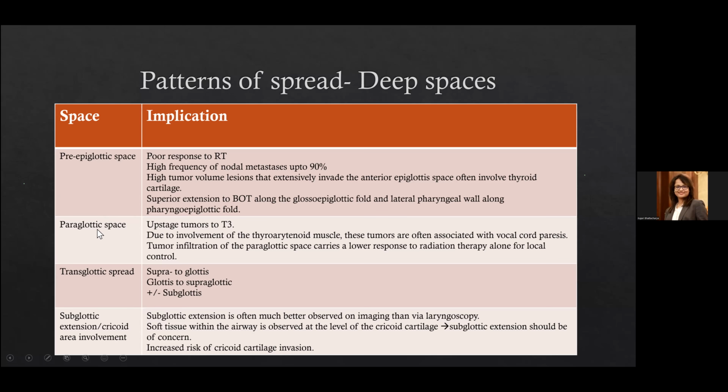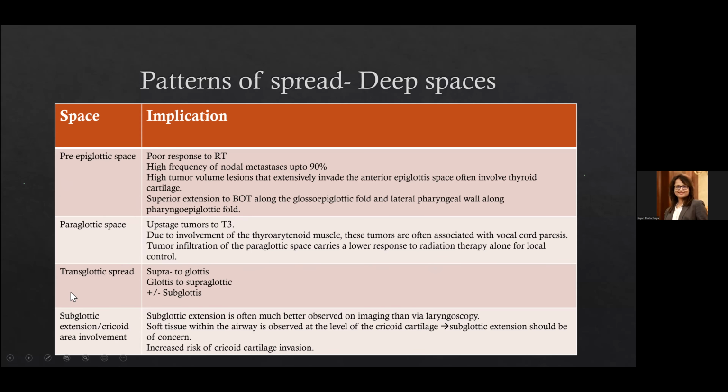Next is the paraglottic space. Paraglottic space involvement upstages the tumors to T3 due to the involvement of the thyroarytenoid muscle. These tumors are often associated with focal cord paresis. Tumor infiltration in the paraglottic space carries a lower response to RT for local control. So it can go into the preepiglottic space, it can go into the paraglottic space.